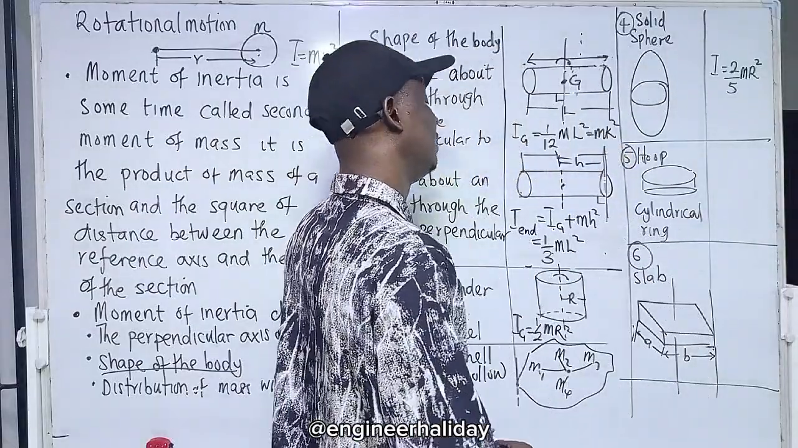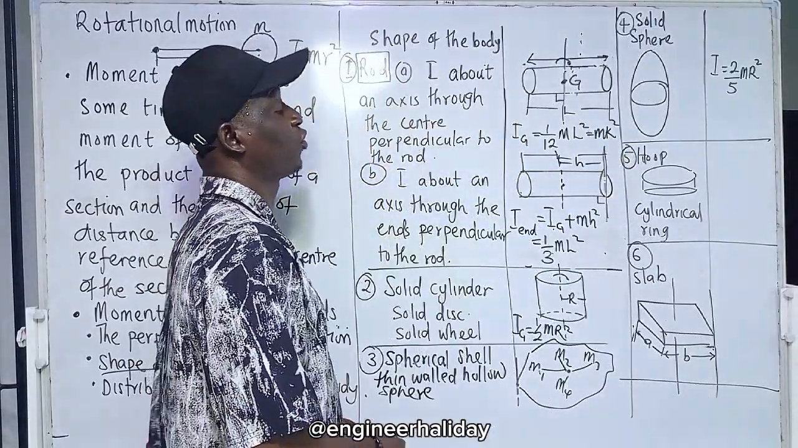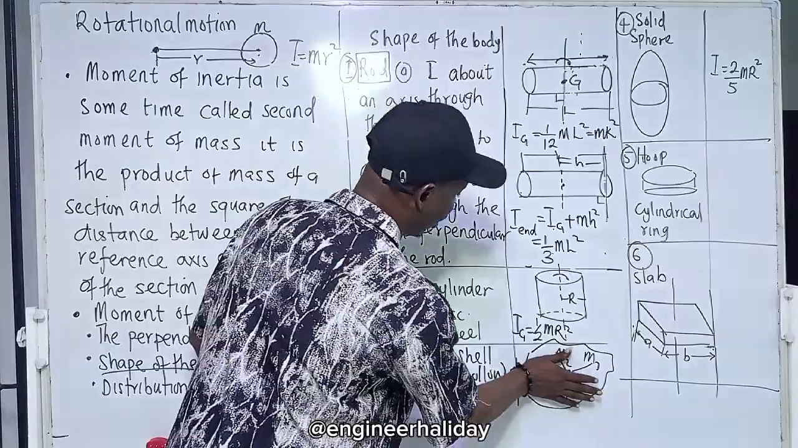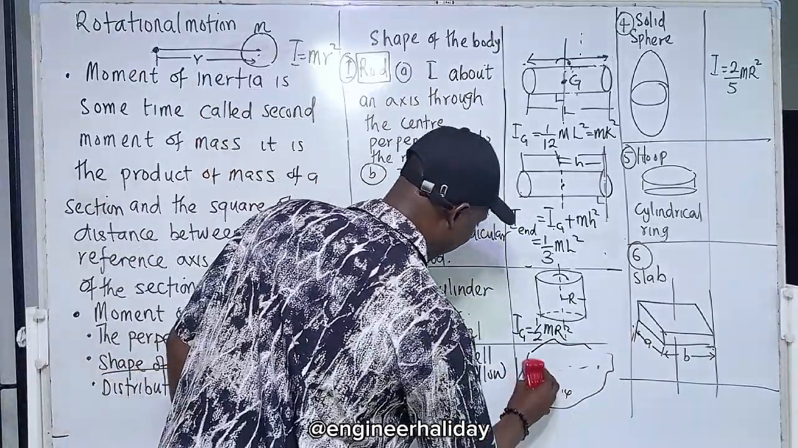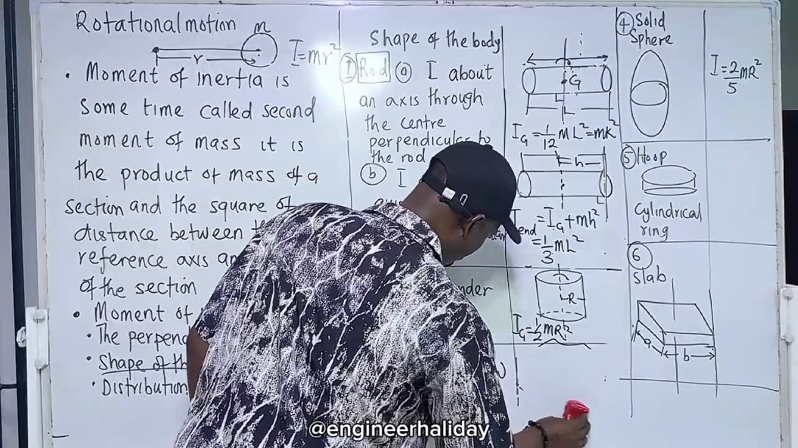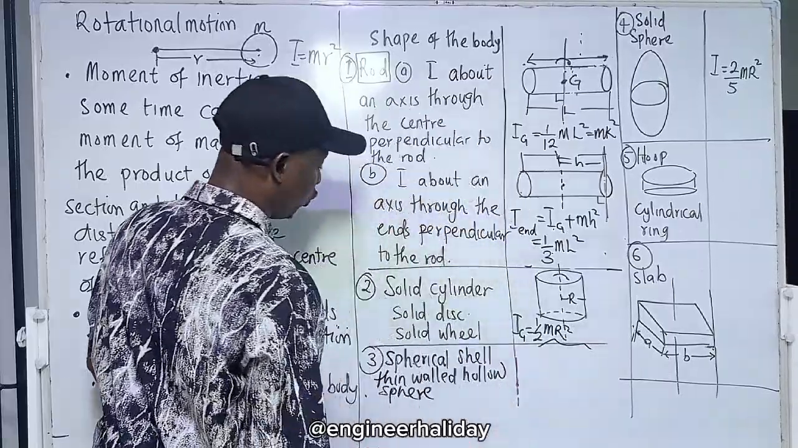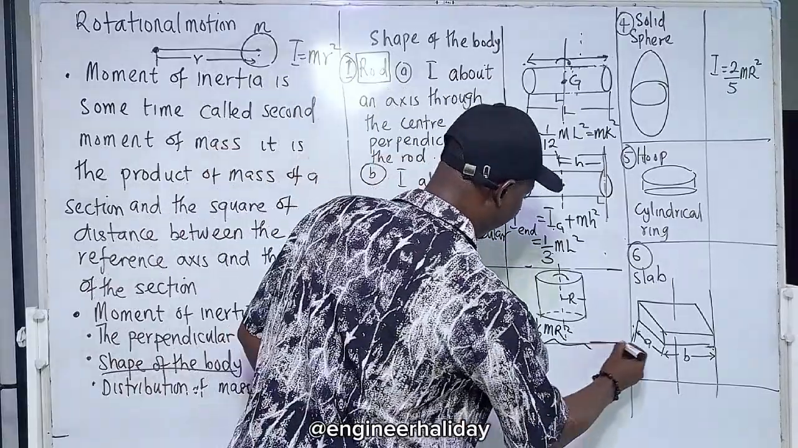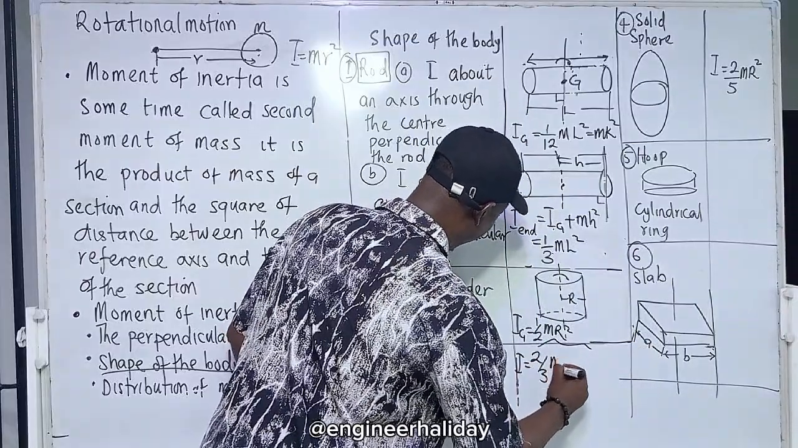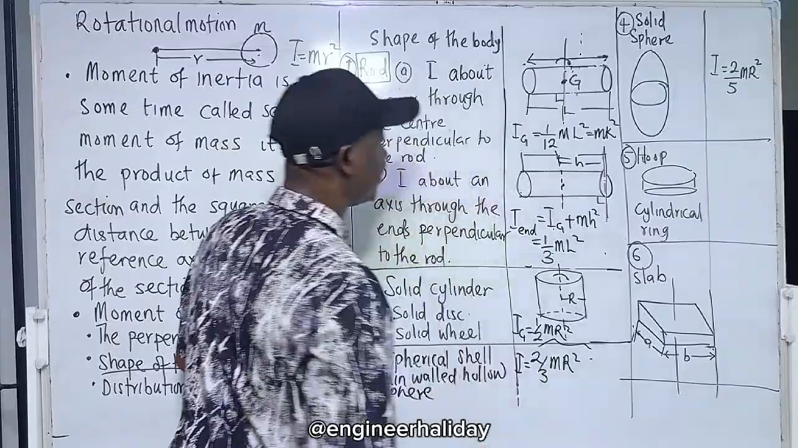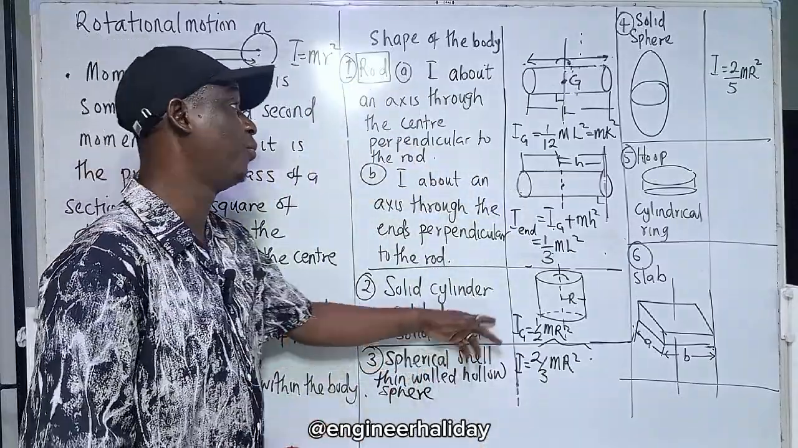Take note of that: 2/5 mr² for a solid sphere. And for a spherical shell, or thin-wall hollow sphere, we have 2/3 mr². You have a similar formula.